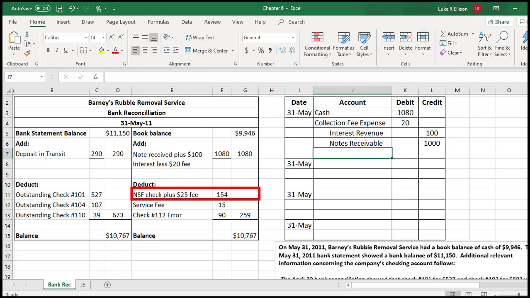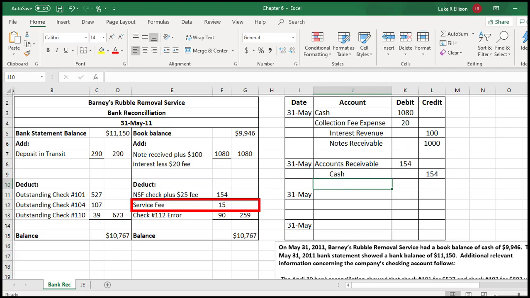Next we have a deduction for the NSF check. Now there was a $25 fee involved here, but typically what the company will do is pass on that fee to whoever sent them the bad check. So the company will be asking for the total of $154 back from whoever sent the NSF check. So we record that as an accounts receivable. And that just represents they owe us $154. Remember, we are in the deduct section, which means we will have to have a credit to cash, and that's also going to be in the amount of $154.